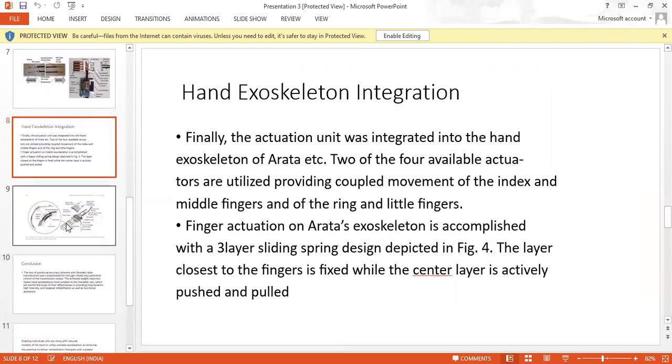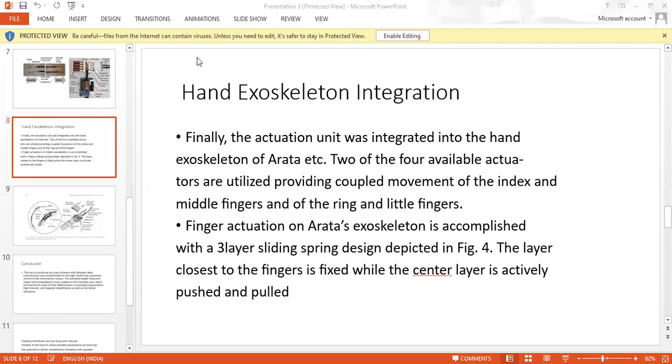Let's move on to the hand exoskeleton integration. Finally, the actuation unit was integrated into the hand exoskeleton of Arata et al. Two of the four available actuators are utilized, providing coupled movement of the index and middle fingers and the ring and little fingers. Finger actuation on Arata's exoskeleton is accomplished with a three-layer sliding spring design, depicted in figure 4 on the next slide, where the layer closest to the fingers is fixed, while the center layer is actively pushed and pulled.